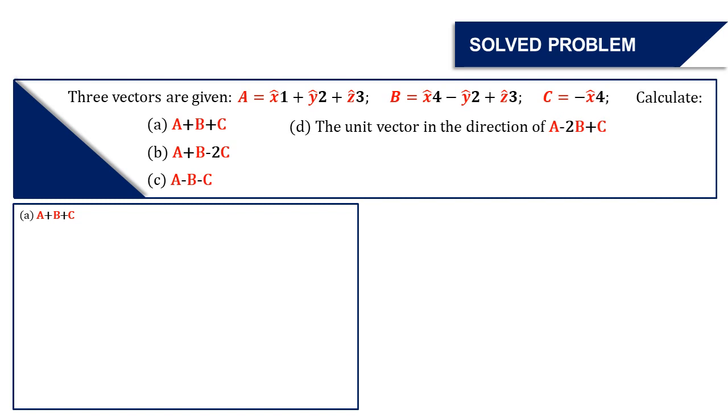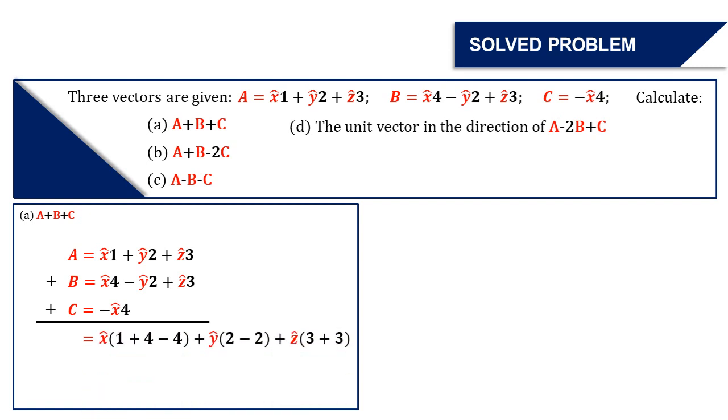So, straightforward addition lang yan. I-line up lang natin yung ating mga vectors, a plus b plus c. So, yan. Ganun na natin siya sinasolve per unit vector. So, dito sa x, so 1 plus 4 minus 4. Sa y naman, 2 minus 2. Sa z, 3 plus 3. So, yung ating sum, that would be x hat 1 plus z hat 6. So, yun yung ating a plus b plus c.